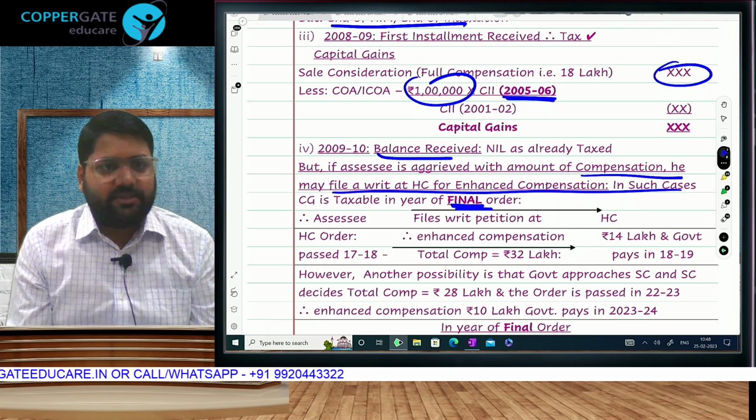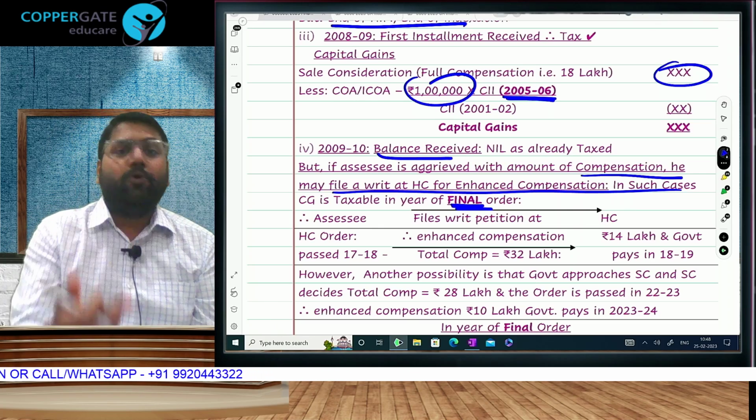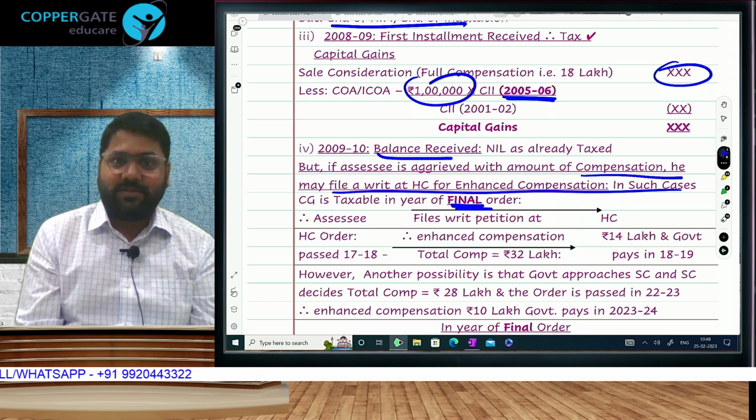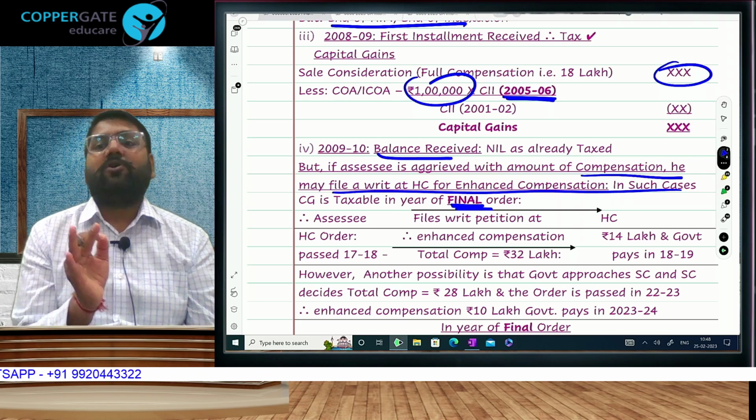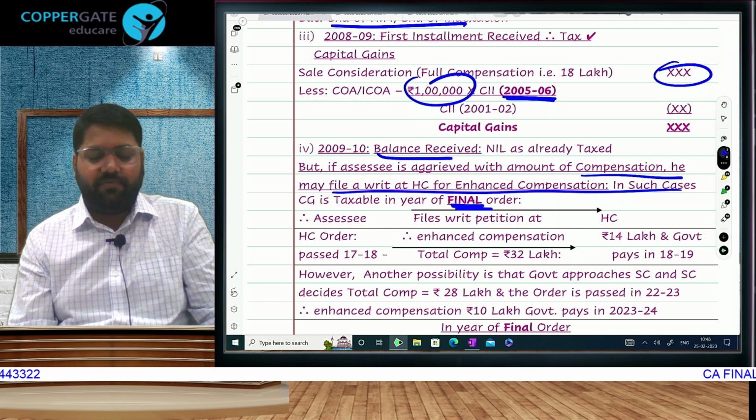If none of the parties go to Supreme Court, then the High Court judgment is the final order, so the tax is in the year of the High Court judgment. But if the losing party goes to the Supreme Court, then the Supreme Court judgment is the final order. That means we will tax the compensation in the year of the final order. Money receipt is irrelevant here; it is the year of the final order.